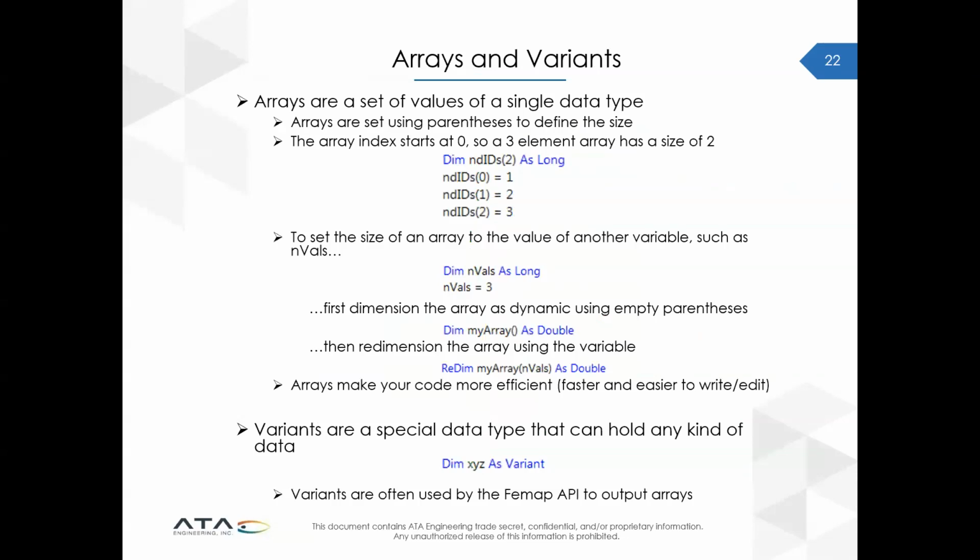And then the last thing that's kind of associated are variants. So variants are a special data type that can hold anything. They can hold any kind of data. And so the way the Femap API uses this is to output arrays, used in a lot of different ways, but this is the most common. So whenever you're getting output from a method and it's an array, it doesn't matter if it's an integer or double or titles, in strings, it's always going to be put out as a variant. So if you see an array of anything, any data type as an output from a method, you'll want to have a variant defined to accept that.